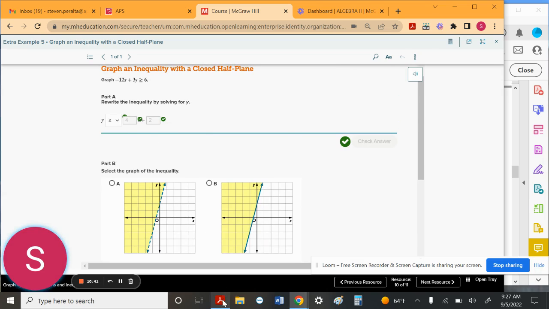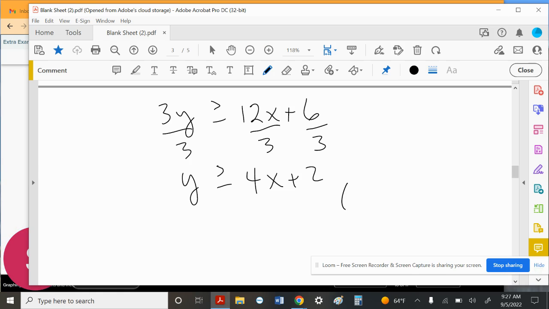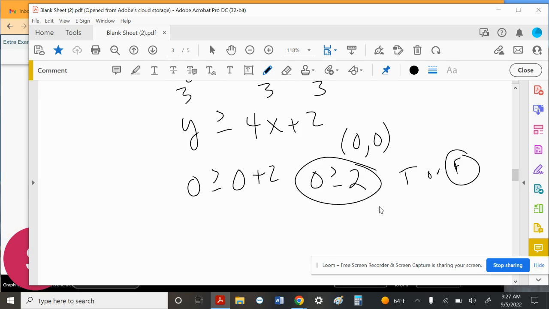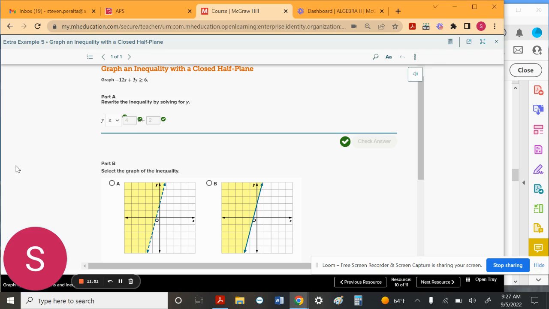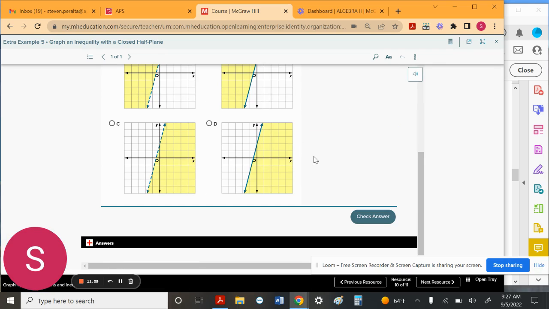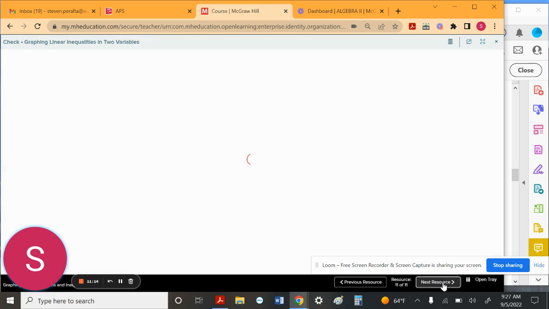If I plug in 0, 0, I get 0 is greater than or equal to 0 plus 2. So 0 is greater than or equal to 2. Is that true or false? Of course, 0 is not, so it's false. So it's false again, and 0, 0 is not part of the solution. So notice here, this one is not, so therefore it's going to be B. Check my answer. Got it right. And now we're set to go on to the check. And that's the end of this video and the end of this section.